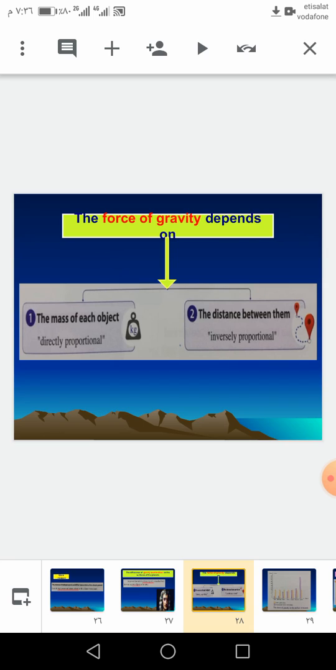The force of gravity depends on two factors. Number one, the mass of each object. Number two, the distance between them. The force of gravity is directly proportional to the mass of each object, but the force of gravity is inversely proportional to the distance between them.